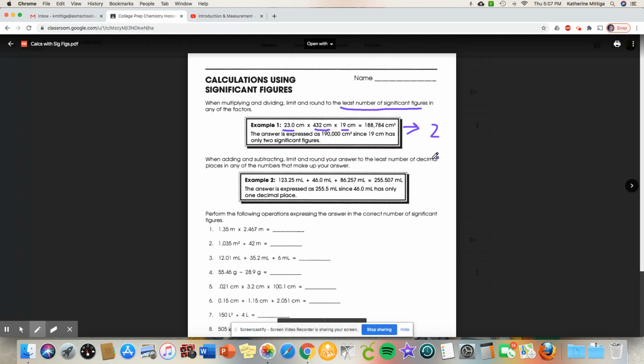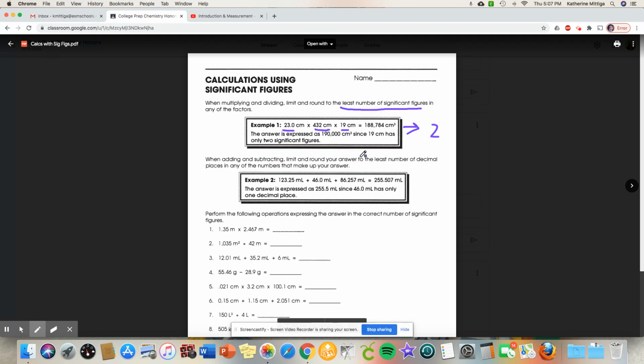Please don't misunderstand. Rounding to sig figs is not the same as magically changing the numbers. I am not saying that 190,000 is the same as 188,784. Those are not equivalent numbers, obviously. However, we are not able to round our final answer to this number of significant figures. This is 6 sig figs, and you are limited to the fewest.